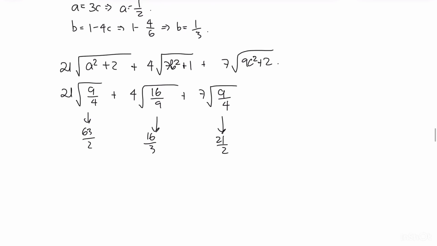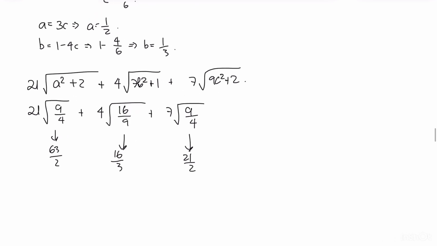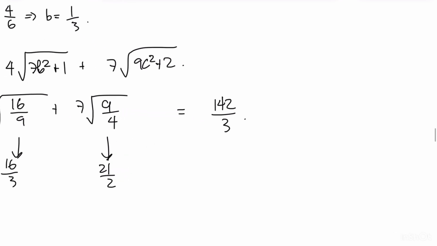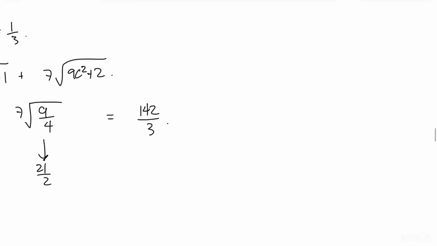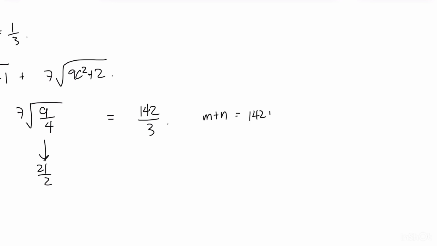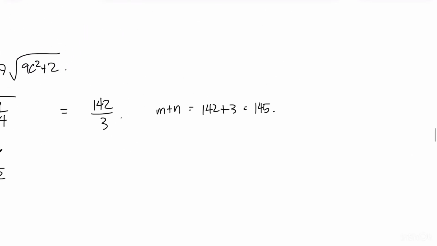So all of this, when added together, will equal 142/3. And since this is in lowest terms, 142 and 3 are relatively prime, and we're tasked to find m plus n. So m plus n equals 142 plus 3, which is 145. So this is our final answer.